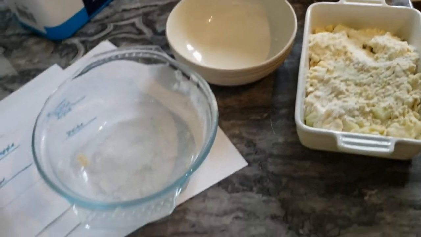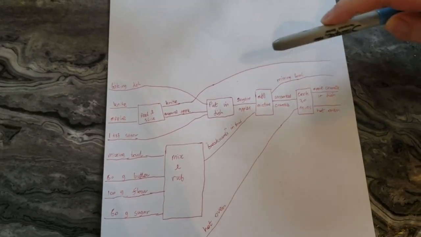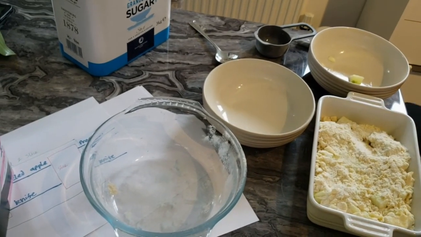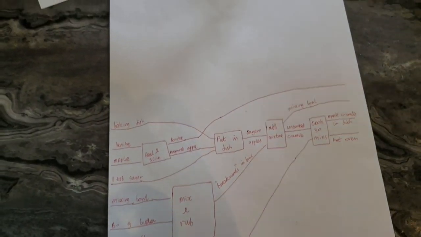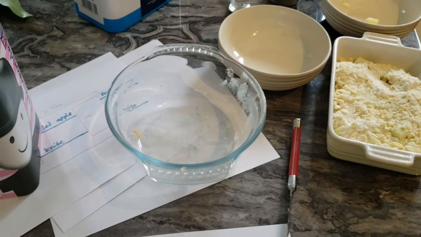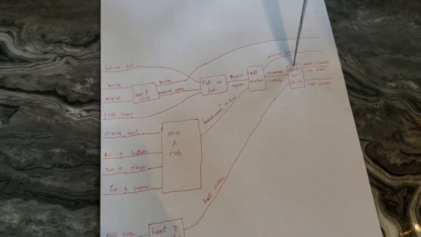Anyway, now we have our mixing bowl and our uncooked crumble. And remember, we also have our knife somewhere. Here it is. That's come along for the ride. And of course, we have our oven, which is now hot. And so the next step is going to be to apply this box here.